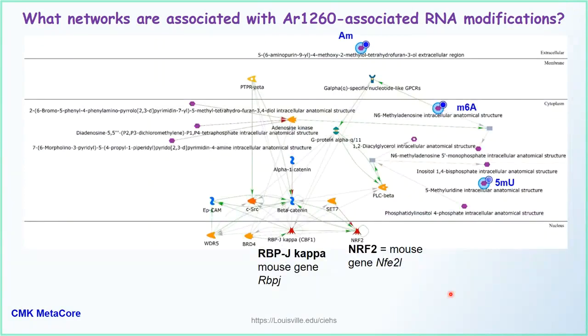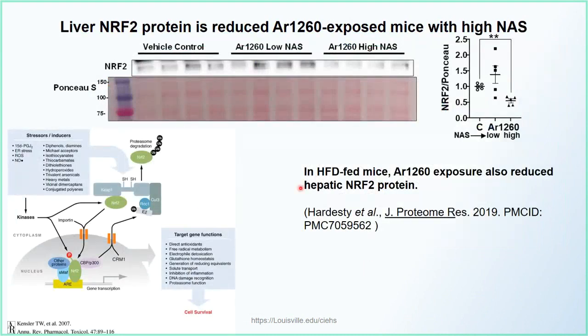I then asked, well, what networks are associated with these Aroclor 1260 induced RNA modifications? So it shows the modifications here. These modifications were all downregulated. And it focused in on NRF2, a transcription factor, and RBPJ kappa. And I thought, well, NRF2 is very interesting, right? Because we know that that's activated in response to all kinds of stressors and oxidative signals, reactive oxygen species, all the bad things that would be going on in the liver in response to a toxicant like Aroclor 1260.